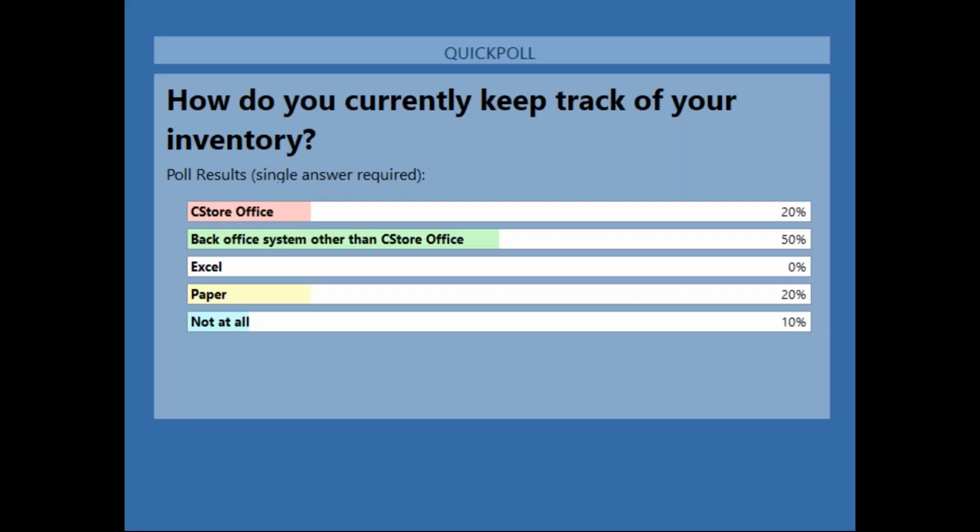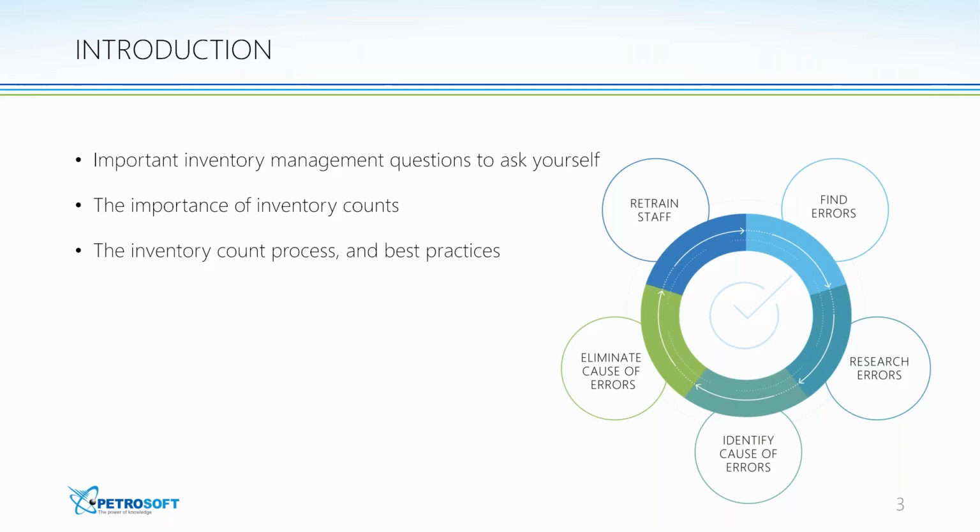All right, looks like everyone has gotten a chance to answer. I'm just going to share these results real quick. It looks like half of you are using a back office provider other than C-Store Office, with the rest using either CSO or pen and paper, and then some of you not at all. All right, and thank you for taking the time to answer this for me.